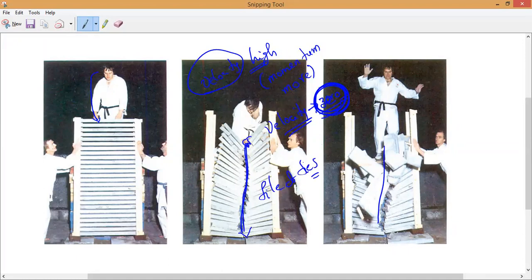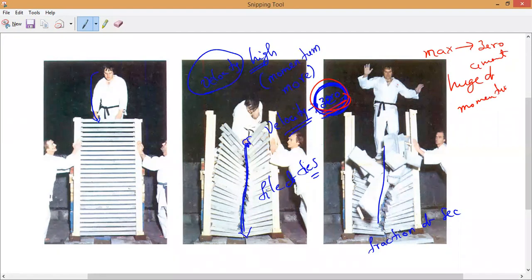So within a fraction of a second, do you understand, everyone? Within a fraction of a second, the velocity became zero. So when the velocity goes from maximum to zero in a fraction of a second, it will produce a huge amount of what? A huge amount of momentum, so that all the tiles will break.